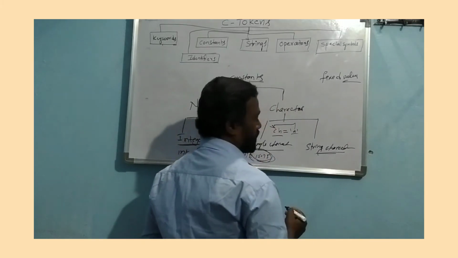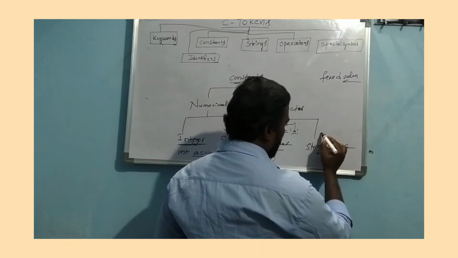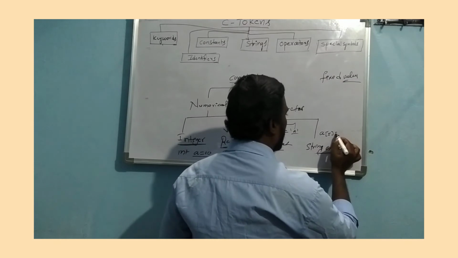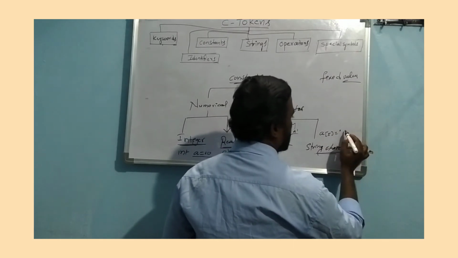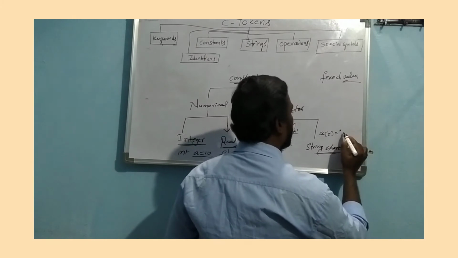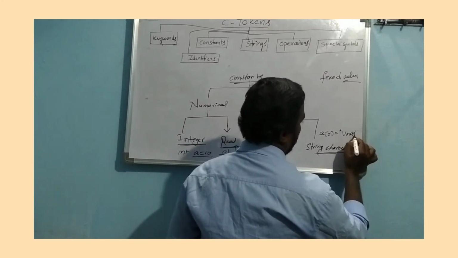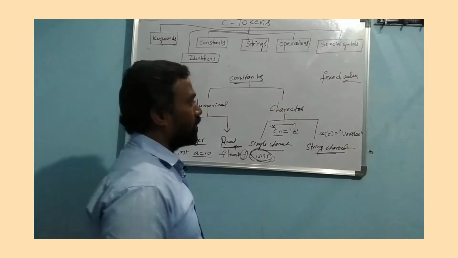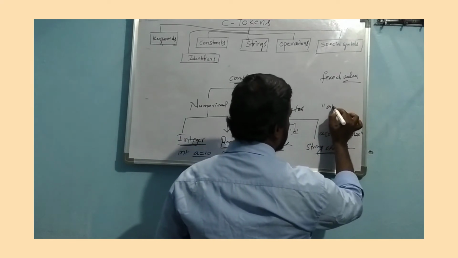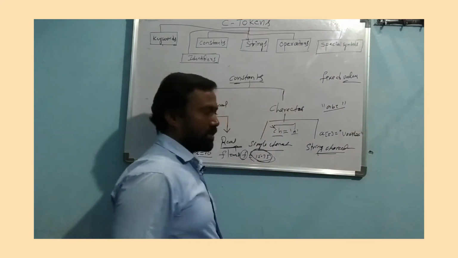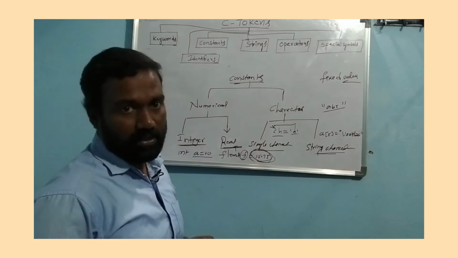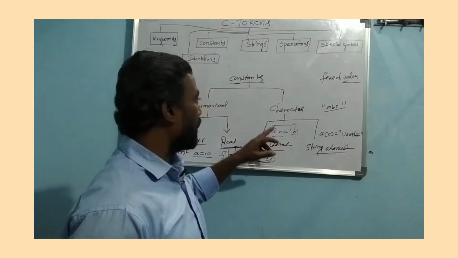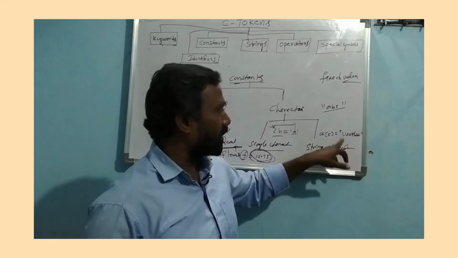Coming to the string characters. A string means a collection of characters. For example, I am taking a of 5 equal to double quotation, and I have to give some name, Varshini. So I have given it within the double quotation. Within the double quotation we write some characters, which is called a string. A string is a collection of characters included within the double quotation. So it is called a string character constant.